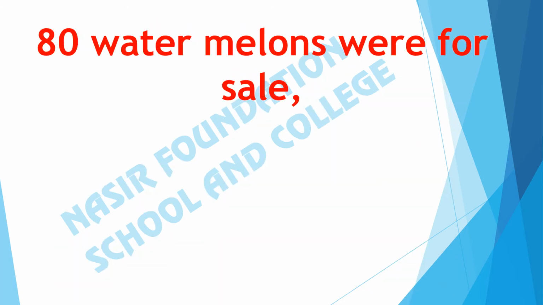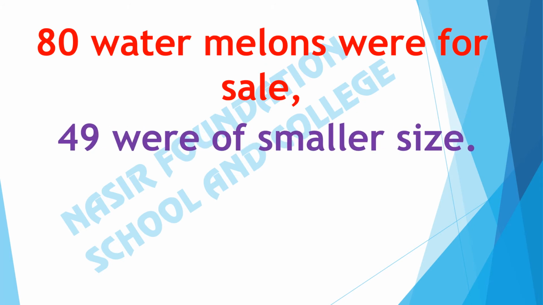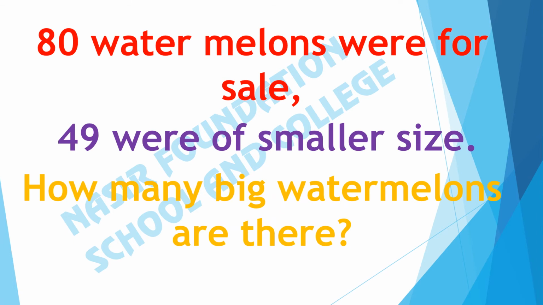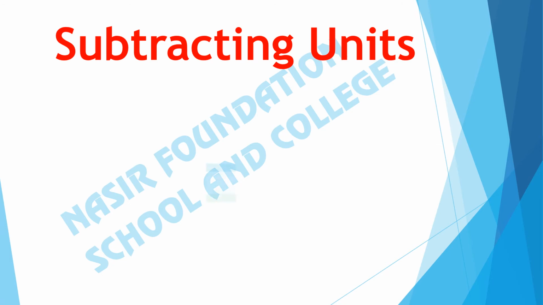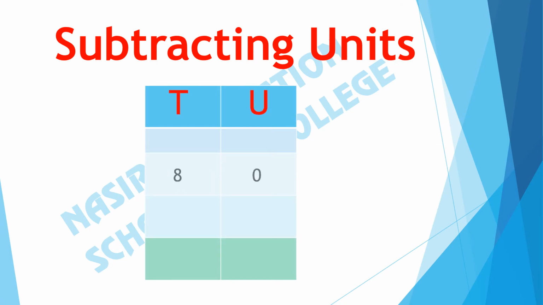80 watermelons were for sale. 49 were of smaller size. How many big watermelons are there? Out of 80, we have to find the number of watermelons that are big. Now we will draw the chart and we will write 8 in the tens column and 0 in the units column. In the same way, we will write 4 in the tens column and 9 in the units column.